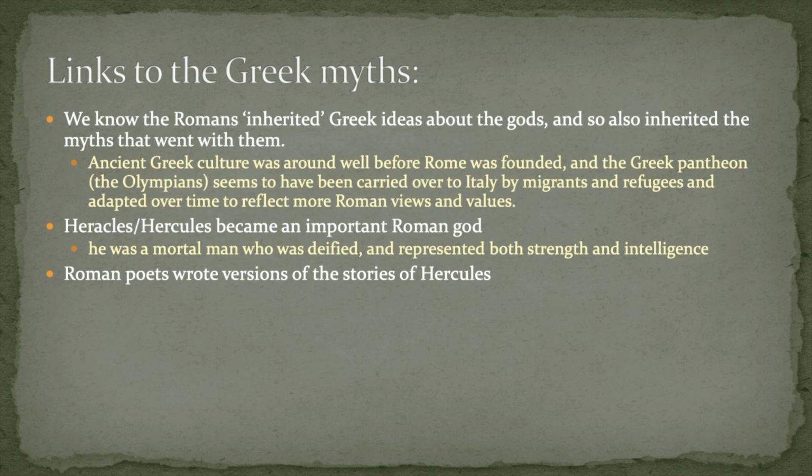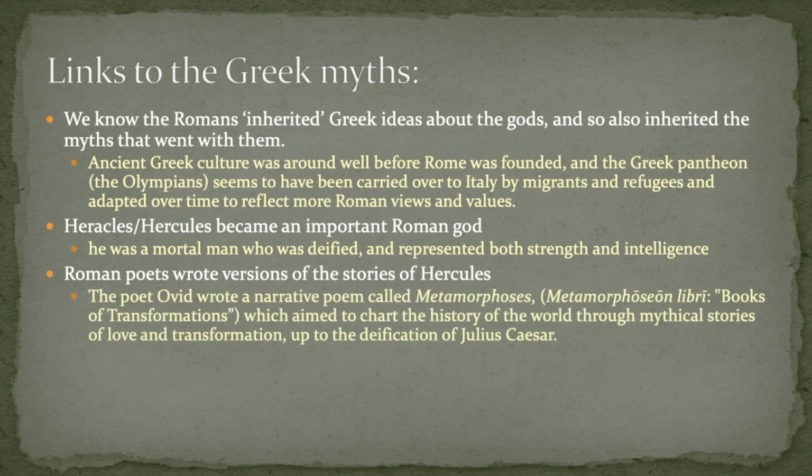than the Greek tradition. The poet Ovid wrote a narrative poem called Metamorphoses, or Metamorphoses Libri, the Books of Transformations. Sounds rather exciting, doesn't it? And this aimed to chart the history of the world through mythical stories of love and transformation, things being turned into other things. And this carried through from the creation of the world up to the deification of Julius Caesar, the famous dictator of Rome, who was unfortunately, for him anyway, assassinated and then deified.